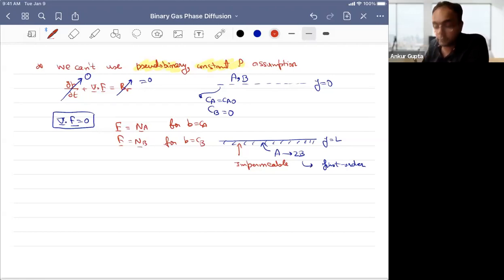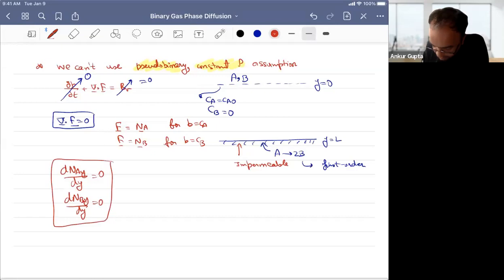That's why I can write two equations. What are the two equations? Because it's just a 1D problem, I just care about the one dimension. I don't care about the x and z dimensions. So it will just become dN_Ay by dy is equal to 0. And then I'll use the second, dN_By by dy equal to 0. Okay, so these are my governing equations.